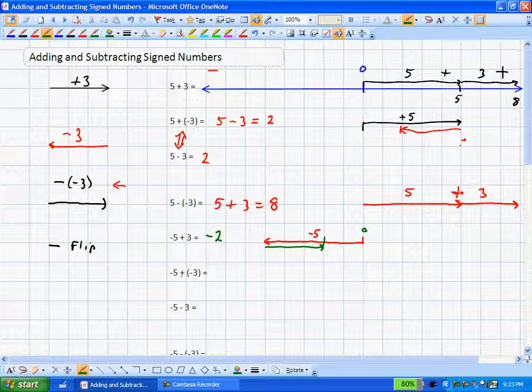For this one, start at the origin, I like negatives being red. We start at the origin and we go left 5, and then we continue another negative 3. So we're adding another negative arrow, and it goes 3 units more to the left. So this one ends up at negative 8.